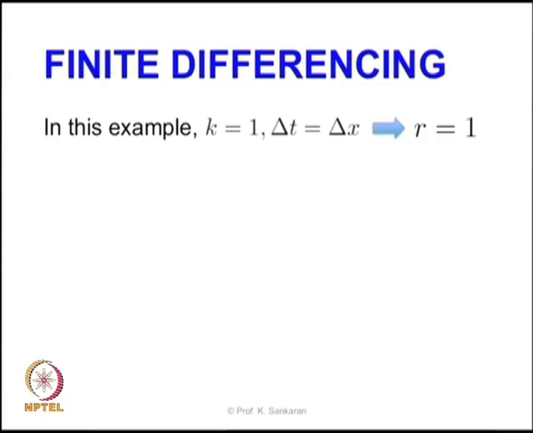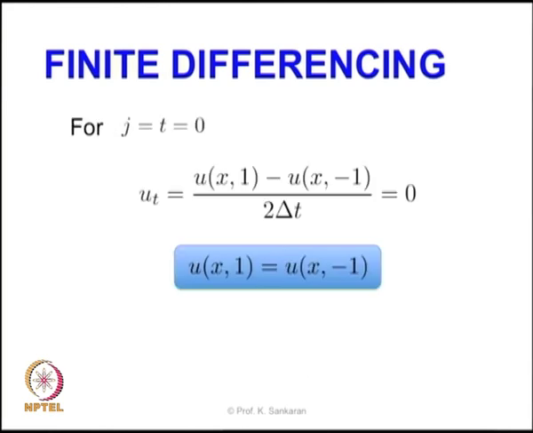So in our case k equal to 1 and delta t is equal to delta x. For simplicity, it need not be like that. So for the sake of simplicity, we said delta x and delta t are equal. So we get the value r is equal to 1.